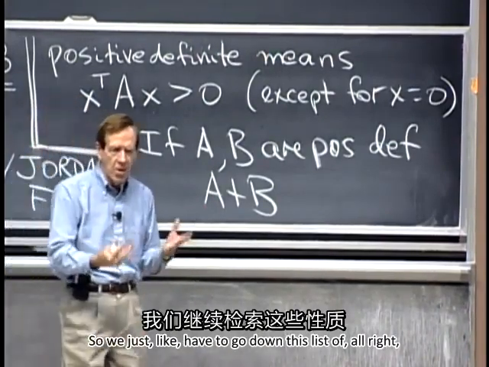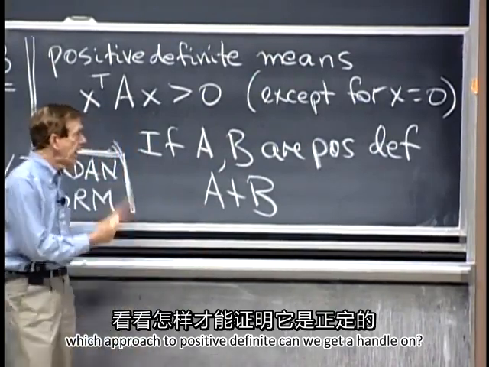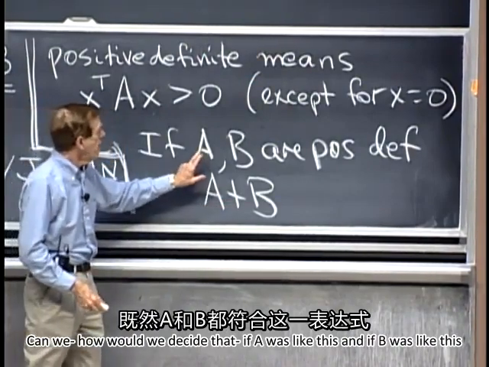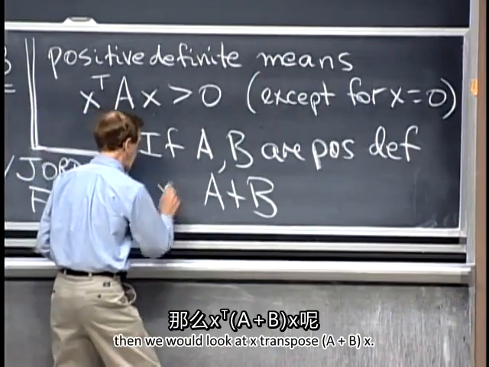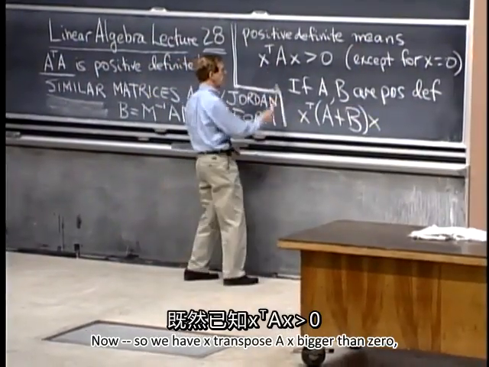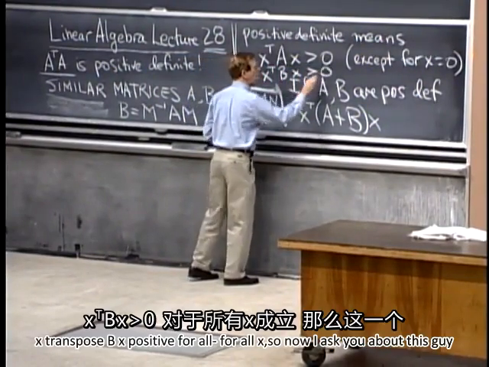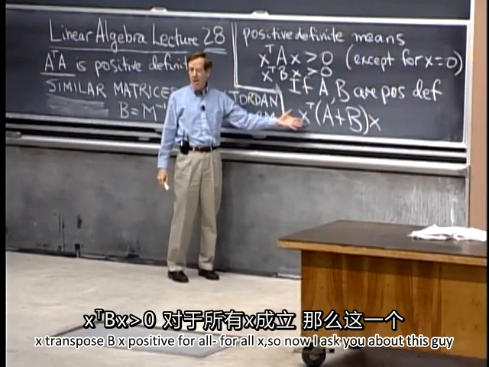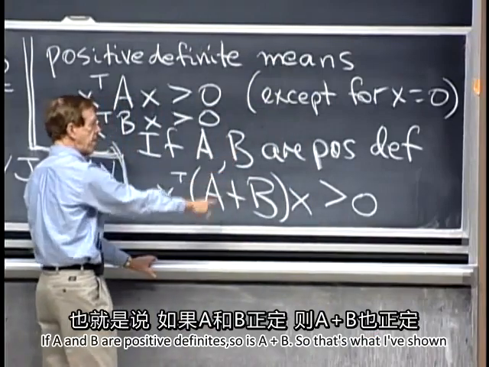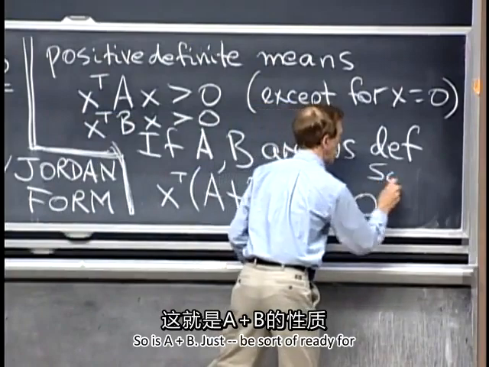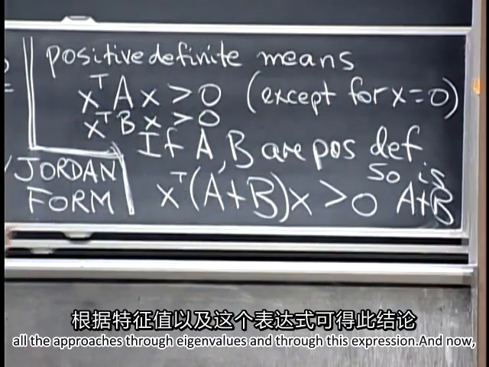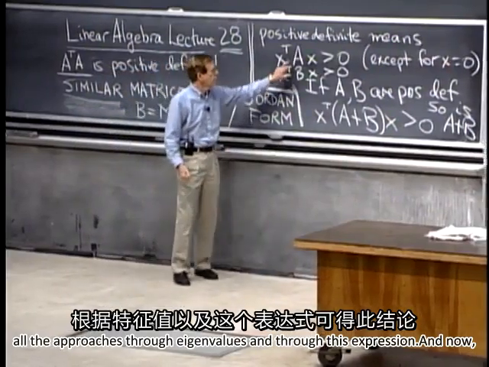So we just have to go down this list of approaches to positive definite and ask which one we can get a handle on. And this is a good one. How would we decide that if A was like this and B was like this? We would look at x transpose (A plus B) x. I'm sure this is in the homework. So we have x transpose Ax bigger than 0 and x transpose Bx positive for all x. Now I ask you about this one, and of course you just add, and we get what we want. If A and B are positive definite, so is A plus B. So that's what I've shown. Just be ready for all the approaches, through eigenvalues and through this expression.